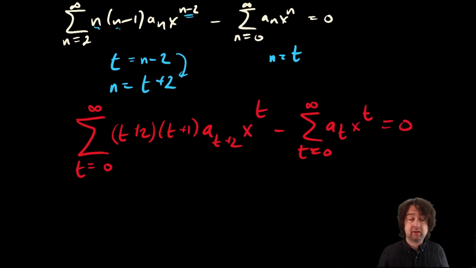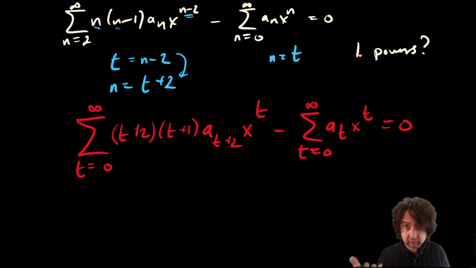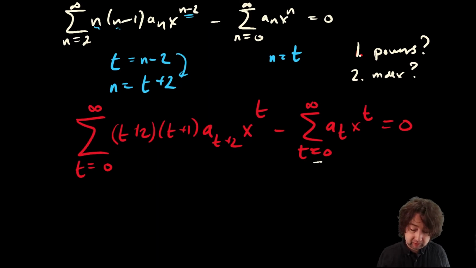And now we have to check. Have we met the two conditions? One, do the powers match? And the answer is yes. There's an x to the t on the left sum and an x to the t in the right sum. Two, does the starting index match? And the answer is yes. This series starts at 0. This series starts at 0.